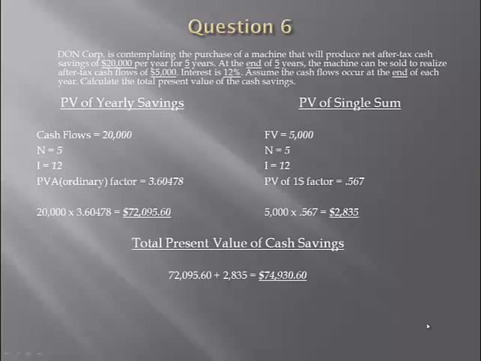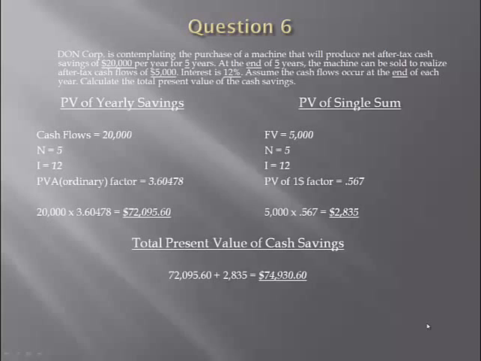This is a two-part question. First, you have to find the present value of the yearly savings, and then you have to find the present value of the single sum they receive at the end. For the first part, you know that the annual savings is $20,000, so that is your cash flows. N is 5, and I is 12.